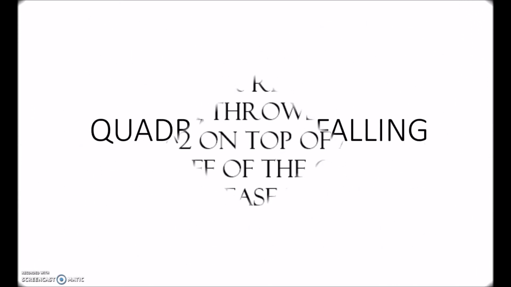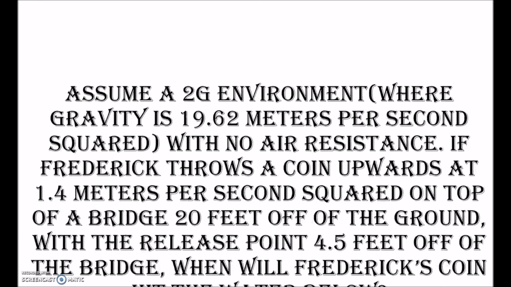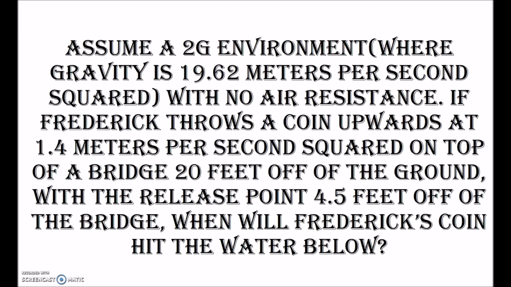Okay, so this is my quadratics function. It deals with falling objects. It is to assume a 2G environment where gravity is 19.62 meters per second squared with no air resistance. If Frederick throws a coin upwards at 1.4 meters per second squared on top of a bridge 20 feet off of the ground, with the release point 4.5 feet off of the bridge, when will Frederick's coin hit the water below?